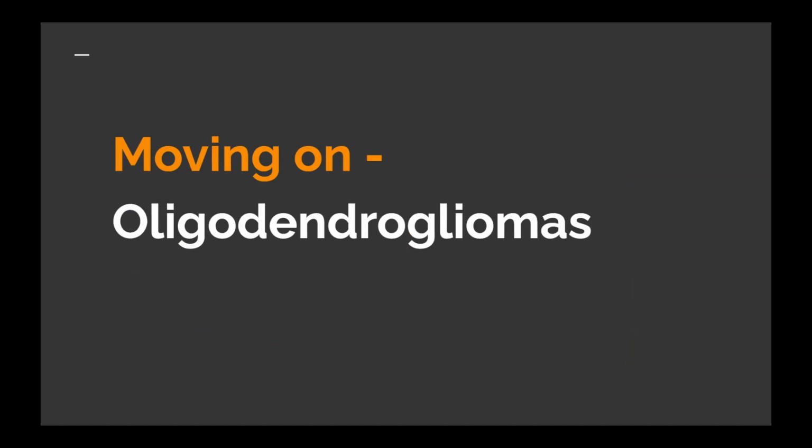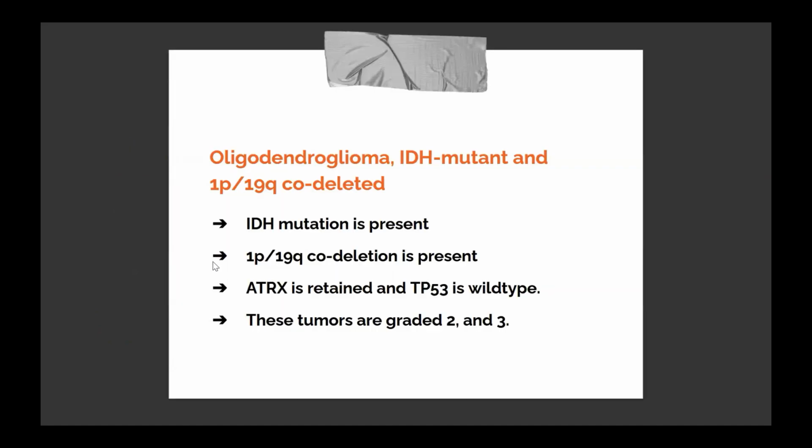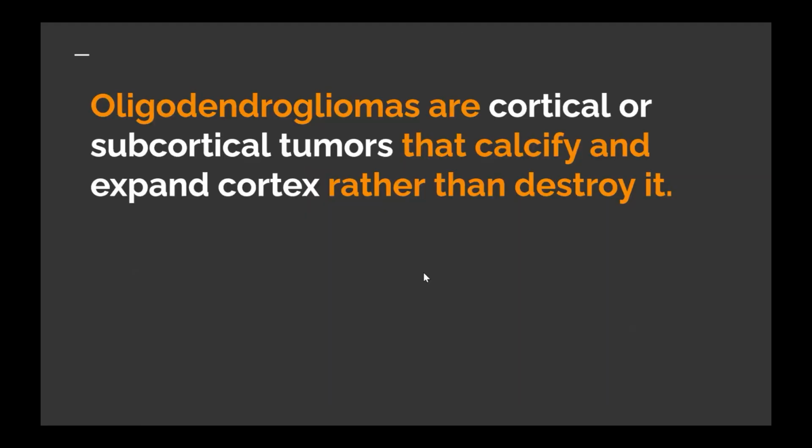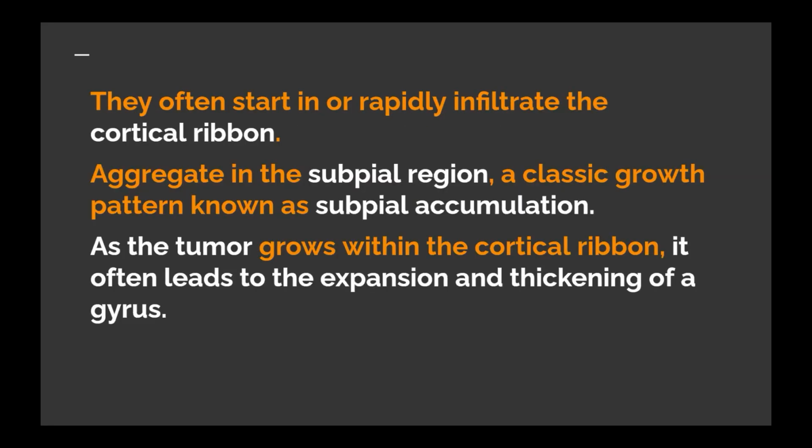Moving on to ODGs. As we have discussed the classification briefly in the beginning, these are IDH mutants, 1p19q co-deletion is present, ATRX expression is retained, TP53 is wild type, and these tumors are graded 2 and 3. So, ODGs are cortical or subcortical tumors. They calcify and expand the cortex rather than destroying it. And they often start in the cortical ribbon below the pia, and that region is called the subpial region or subpial accumulation.